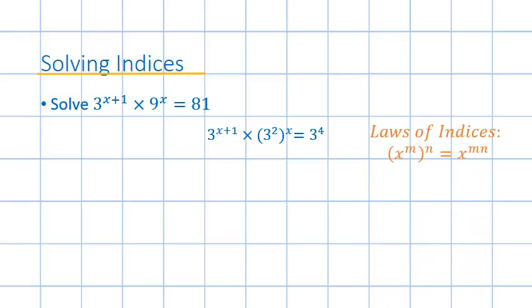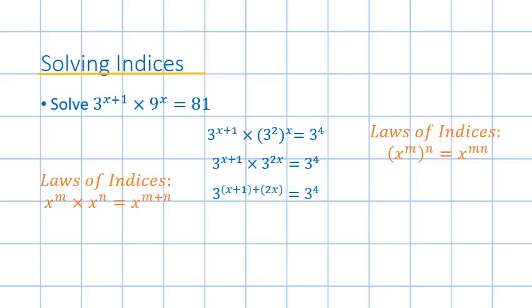The next thing to do is look at our laws of indices. If I have 3 squared all to the power of x, that's the same as 3 to the 2x. So we can change that. The next law we need to know is that if I multiply powers, I add the small numbers. So I now need to add the x plus 1 and the 2x. x plus 1 plus 2x is 3x plus 1. Now we have 3 to the power of something equals 3 to the power of 4, so that something must equal 4. So 3x plus 1 is equal to 4. So 3x must be equal to 3. So x is equal to 1.